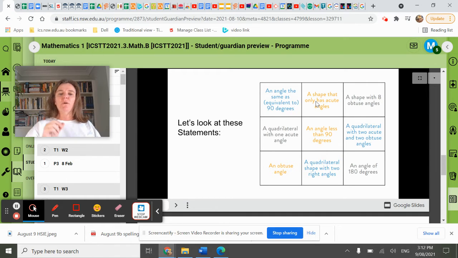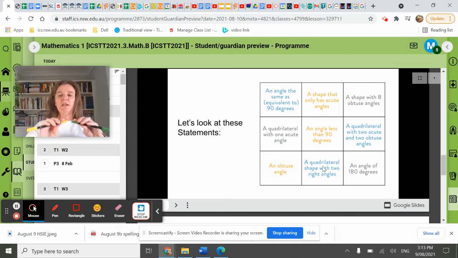A quadrilateral, quad like a quad bike. Quad means 4. A quadrilateral with one acute angle, so it's only got one small one. An angle less than 90 degrees, well, we know that's an acute angle. A quadrilateral with 2 acute, 2 small, and 2 obtuse, 2 big angles. An obtuse angle. A quadrilateral with 2 right angles, so it'll have 2 of those.